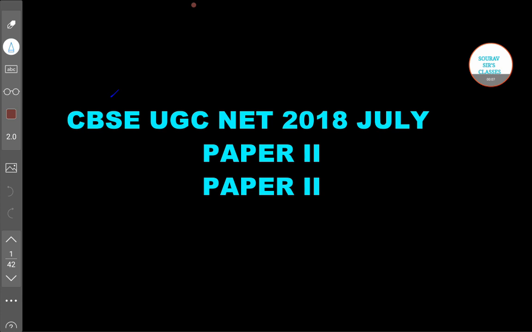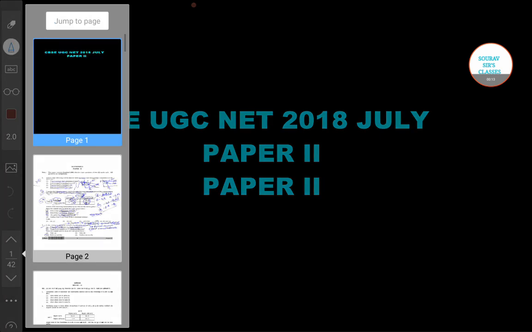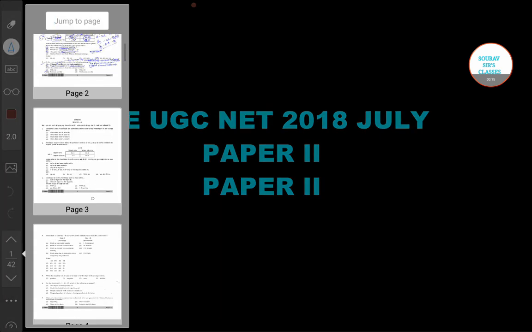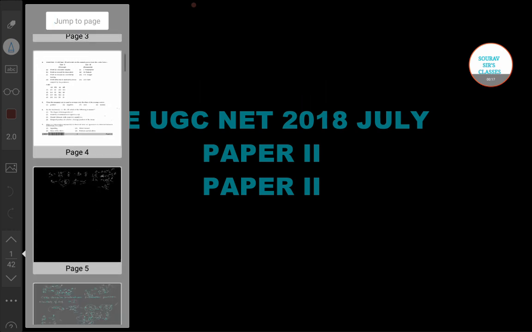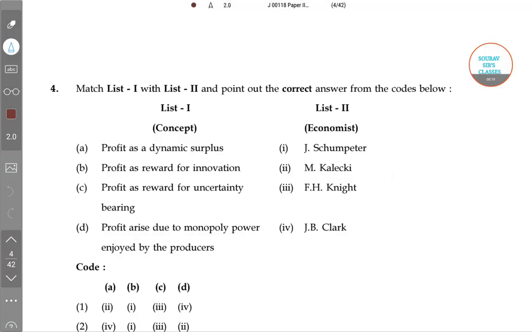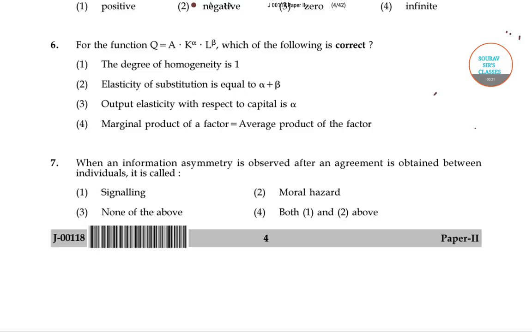So in today's video we will solve the CBSE UGC NET 2018 July paper. In the earlier video we solved question number 6. So in today's video we will solve question number 7.